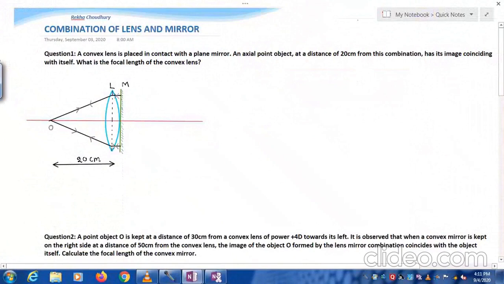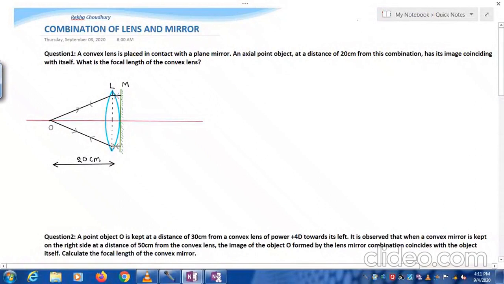Let us solve some numericals on lens and mirror combination. This is the first question. A convex lens is placed in contact with a plane mirror. An axial point object at a distance of 20 cm from this combination has its image coinciding with itself. What is the focal length of the convex lens?